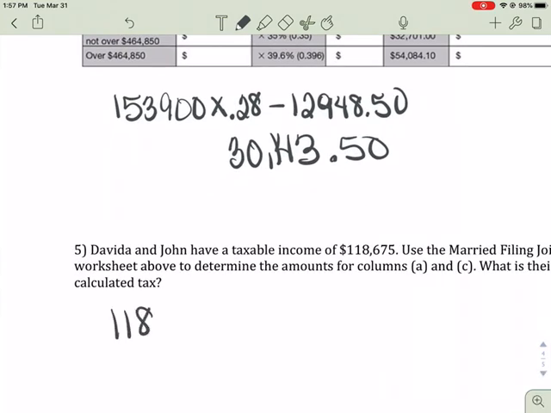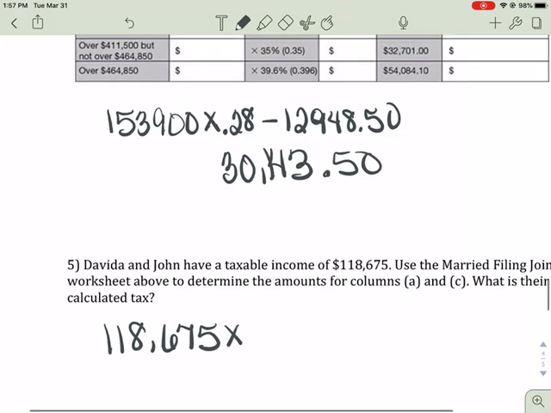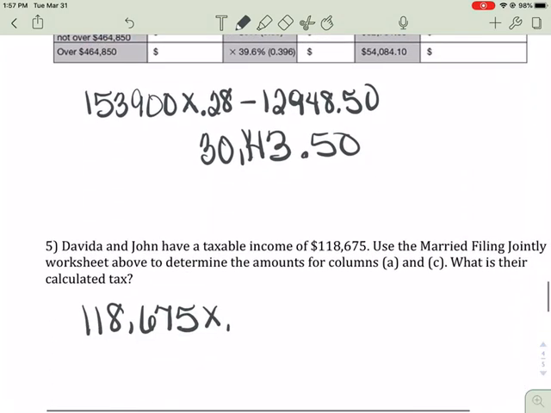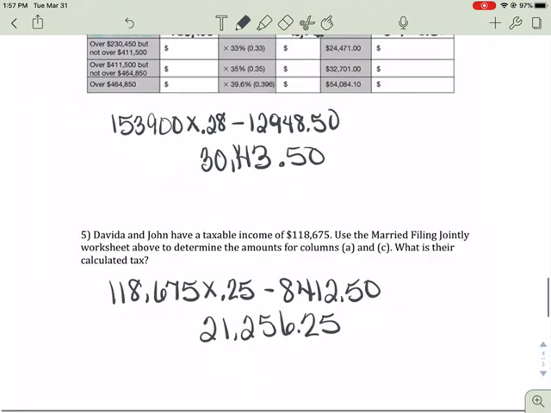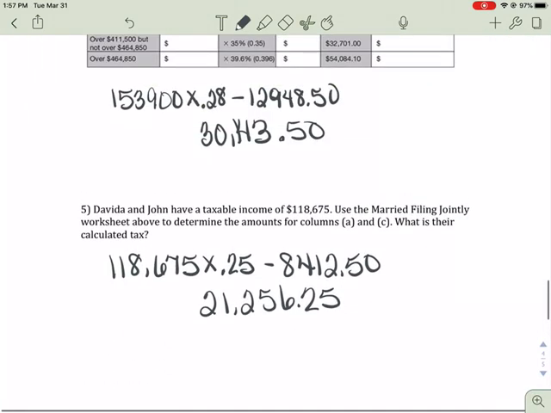All right, so let's do that again. We took 118,675, and according to the worksheet, we're going to times that by 0.25, and then we subtracted $8,412.50, and we got $21,256.25. Okay. All right, so please let me know if you have any questions.